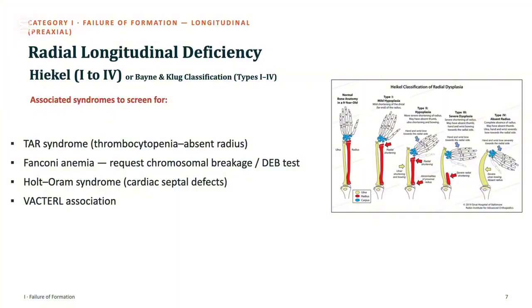And VACTERL association. VACTERL, every letter stands for a deformity. V is vertebral column, A anal atresia, C cardiac, TE is tracheoesophageal fistula, R renal, L limb deformity.